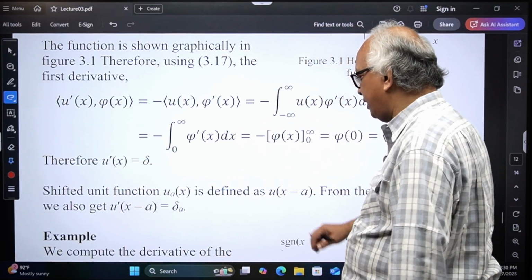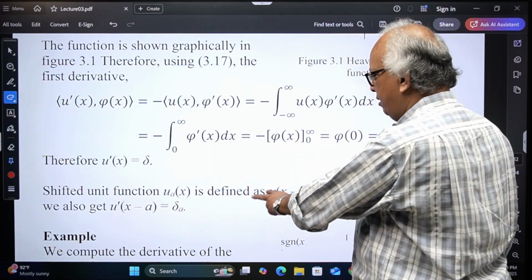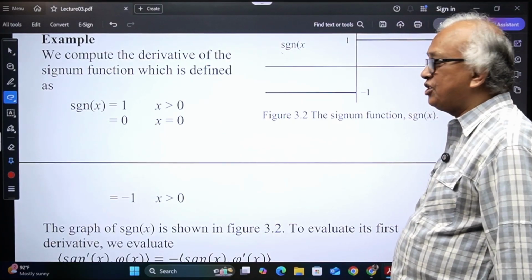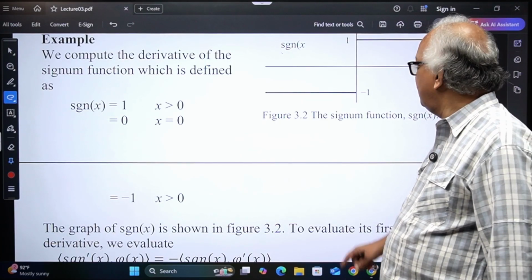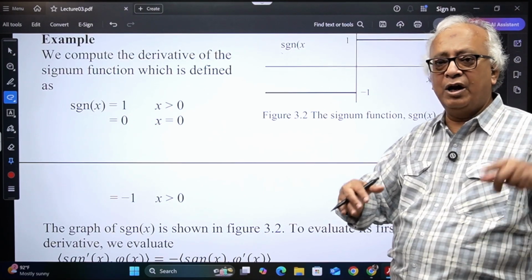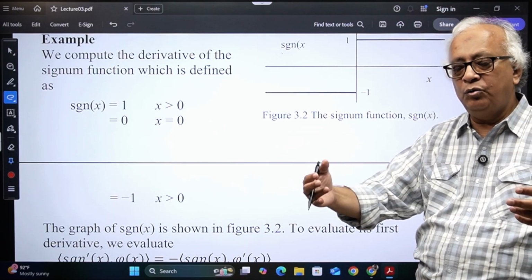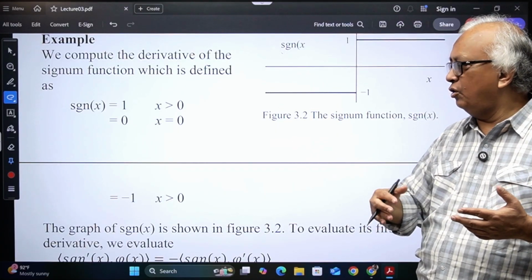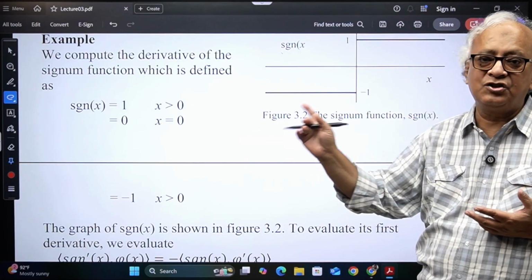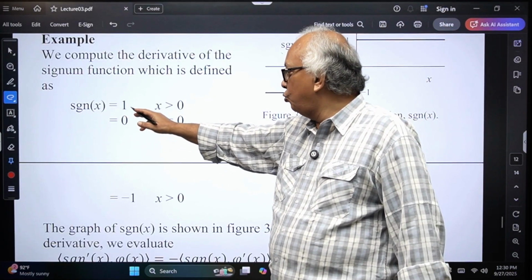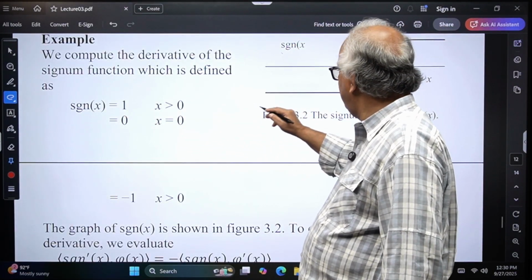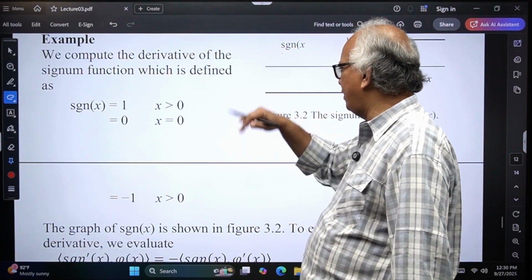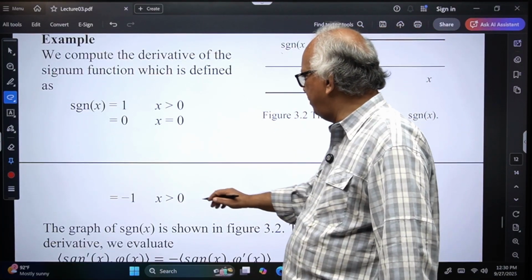The shifted unit step function works the same way. To compute the derivative of the signum function, this is the signum function, negative 1 to 1. We are preparing ourselves to go into applications of Fourier transform. So the signum function is 1 for x greater than 0, 0 when x equal to 0, and negative 1 when x is less than 0, sorry.